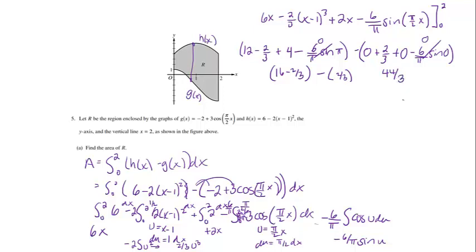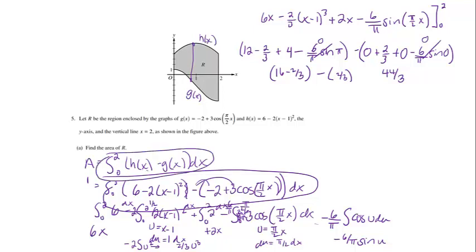44/3. Okay, points for this problem. There are 4 of them. Okay, I would get a point for properly setting up this integral right here. Okay, I could write it like this. I would get full points if I wrote it like this too, because h of x and g of x are defined. So that's 1 point.